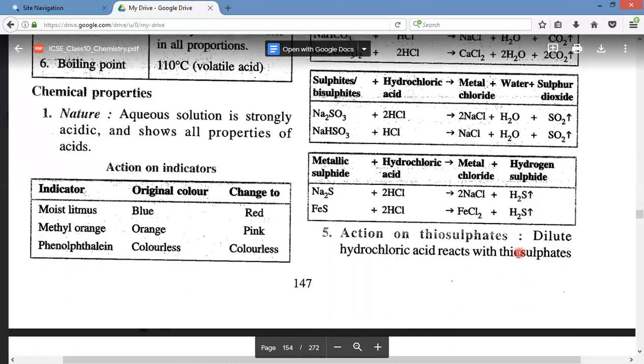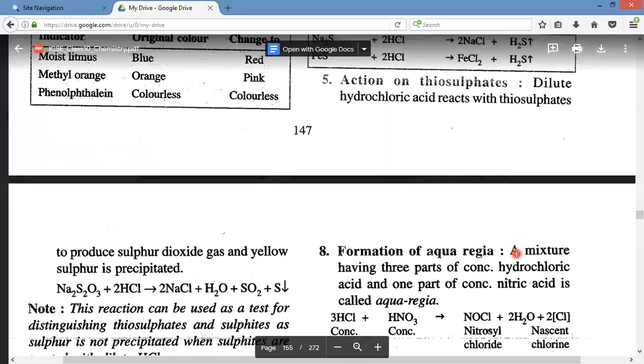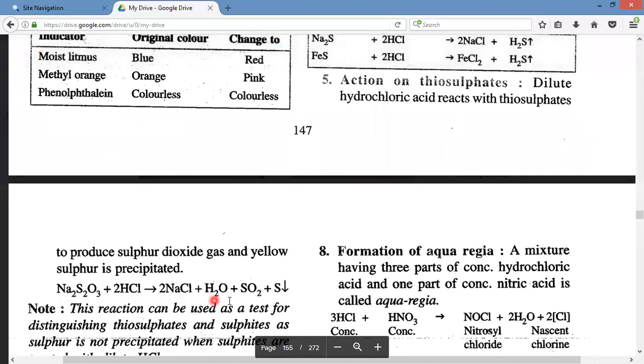Action on thiosulfates. The formula for the thiosulfate is S2O3. We are taking sodium thiosulfate, Na2S2O3, treated with HCl. There will be a formation of the salt, water, sulfur dioxide and sulfur. The color of the sulfur is yellow. Sulfur dioxide gas is formed, and sulfur dioxide will turn potassium dichromate paper green.